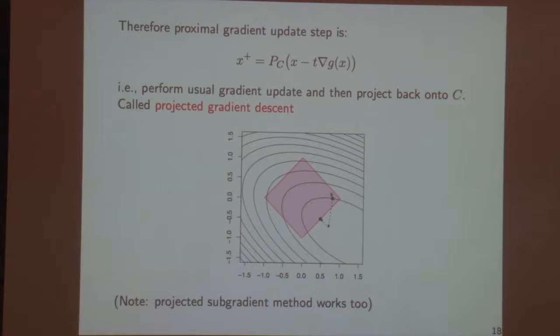So here's the picture. Suppose our constraint set looked like this. These are the contours of our criterion. We would take a step along the gradient of the criterion function, and then we'd have to project ourselves back onto the constraint set for our next iterate. It's projected gradient descent. And I don't know if we actually mentioned this, but the projected subgradient method works too, just so that you're aware of that.